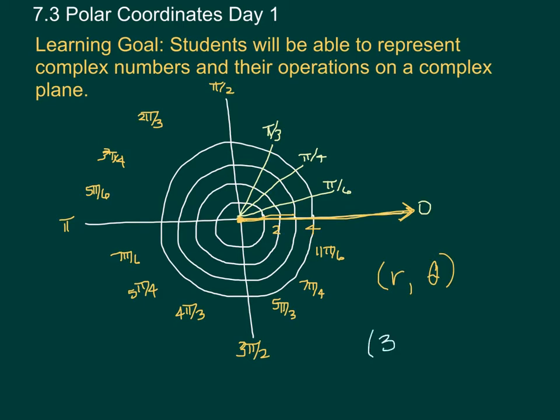So if we had to plot 3 and pi over 4, that means that you would go 3 units out. So it'll be 1, 2, 3. And then you would go up to pi over 4, which is right here. And then you would just extend that line. So that point would be 3, pi over 4.